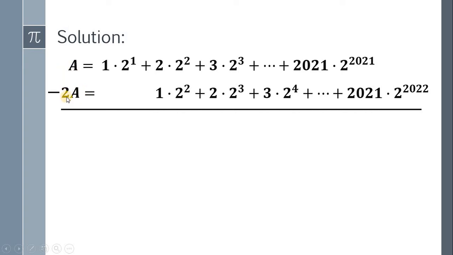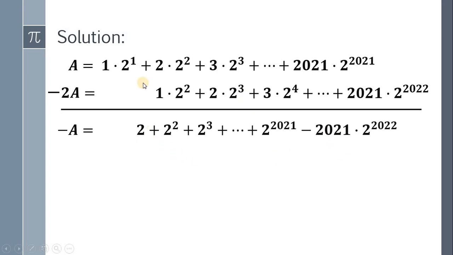So we have a minus 2a will give us negative a. So bring down 1 multiplied by 2 raised to the first power, or simply 2. Next, 2 multiplied by 2 squared minus 1 multiplied by 2 raised to the second power will give us 2 raised to the second power, because 2 minus 1 will give us 1 multiplied by 2 raised to the second power. Similarly, we have 3 minus 2, or simply 1 multiplied by 2 raised to the third power, and so on and so forth. So this becomes 2, bring down 2, we have 2 squared, we have 2 cubed, we have 2 to the fourth power, plus all the way up to 2 raised to 2021.